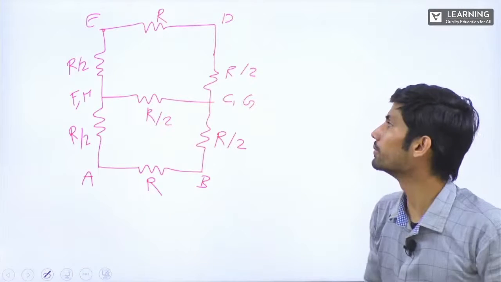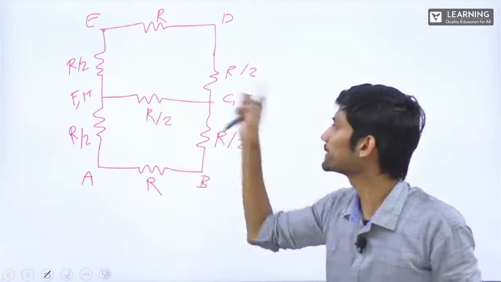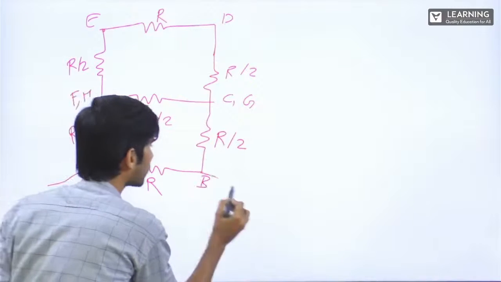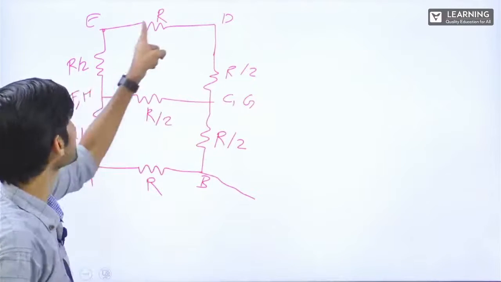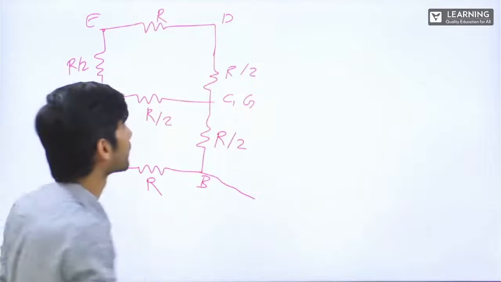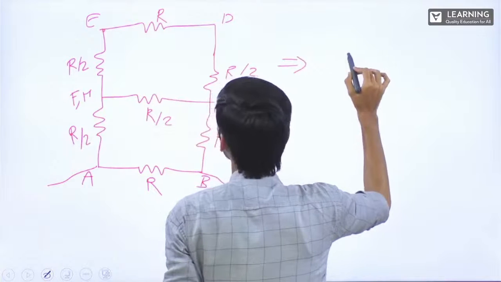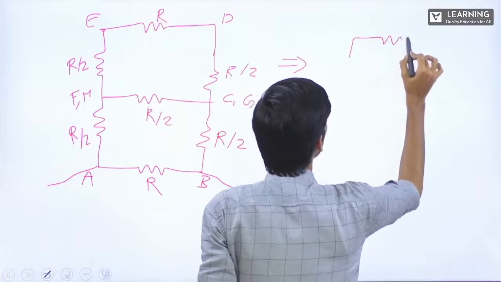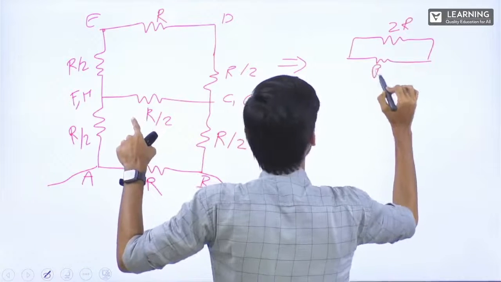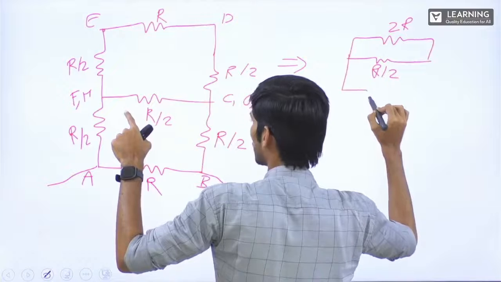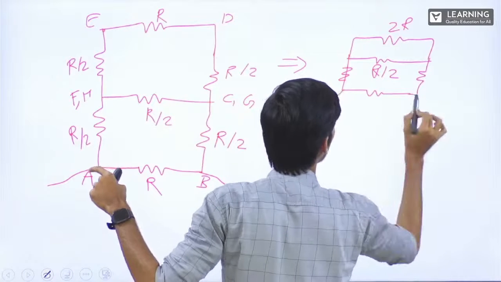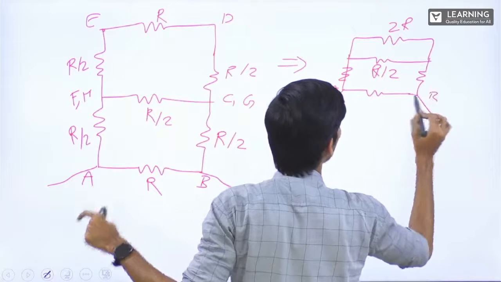Now see from here. This and this are in series. Always remember our terminals, across which we have to find. Our terminals are these. So these are in series: R by 2 and R by 2 is R, R plus R is 2R. So from here the circuit I am going to get is 2R and this R by 2, and here I am getting this is A, this is B.